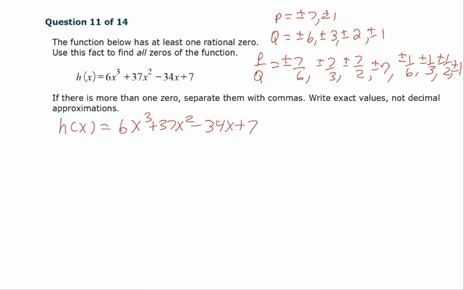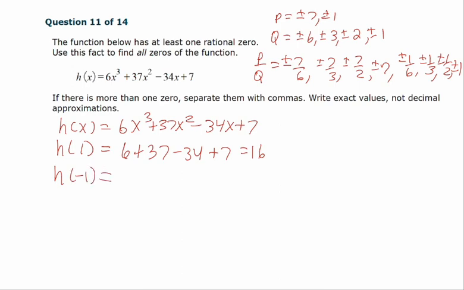Okay, now what I'm going to do is I almost always start with 1 and -1, because many times these will have a 1 or a -1 that works as a 0. Now we're just looking for plugging in 1 and getting 0. Well, that's going to be 6 plus 37 minus 34 plus 7. Now that answer is going to be 16. So 1 is off of my list. So positive 1 doesn't work. So 1 is not a 0. So x minus 1 does not divide in evenly. It would have a remainder of 16.